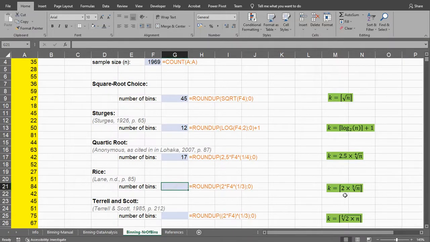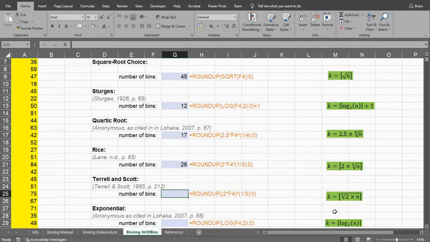Rice had a different approach, 2 times the cubic root of n. So again, a round up, 2 times the cubic root. Well, that's the same as the sample size, which was in F4, to the power of a third. And we don't want to see any decimals, so he suggests to use 26.